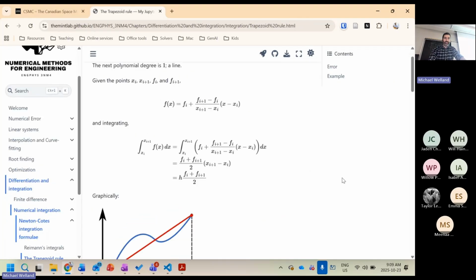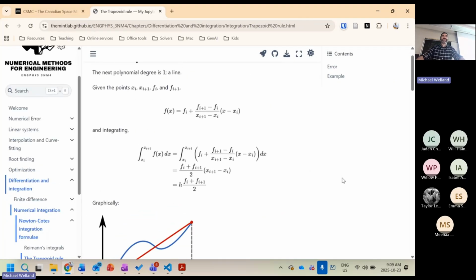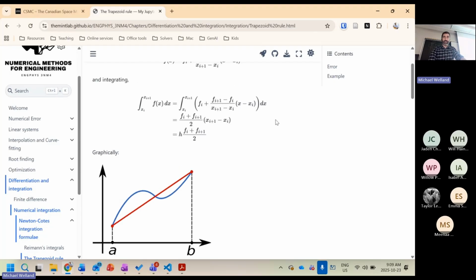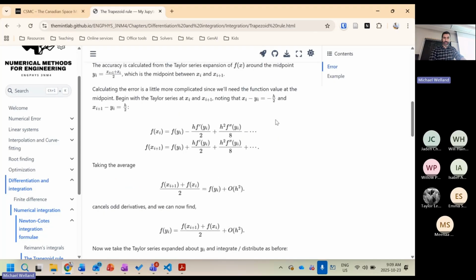Trapezoid rule. Trapezoid rule is the first order Newton-Cotes. It connects with a line, order 1 polynomial, right? And all you do is you go from one point to another point. This does make it continuous, right? Because you're literally connecting the dots. The formula is here. Running a bit low on time again.